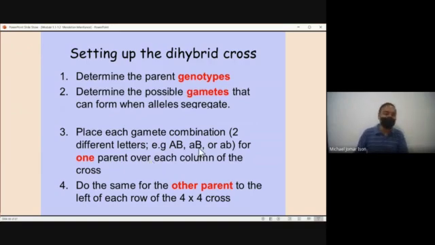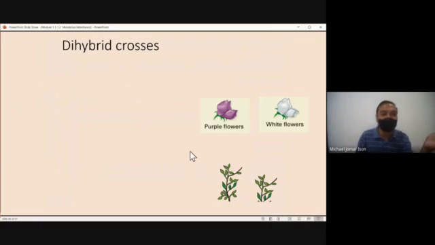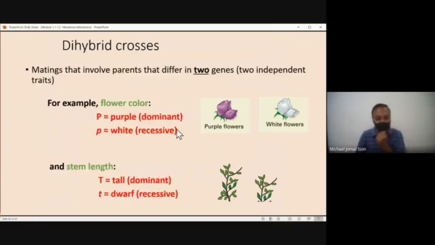Let's look at that. For example, you have this dihybrid cross with purple flower and white flower, and tall and dwarf. These are actually the same traits that Mendel used in his experiment. The purple, capital P, is the dominant one, while the white, which is recessive, is the small p. For stem length, we have the tall, capital T, which is dominant, and the small t, which is the dwarf, which is recessive.